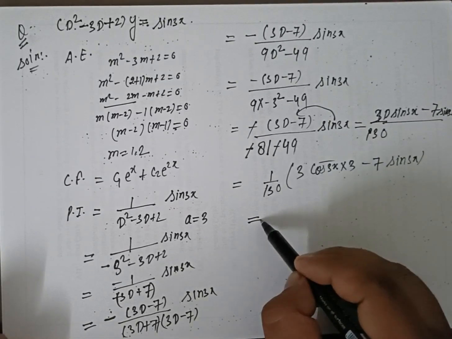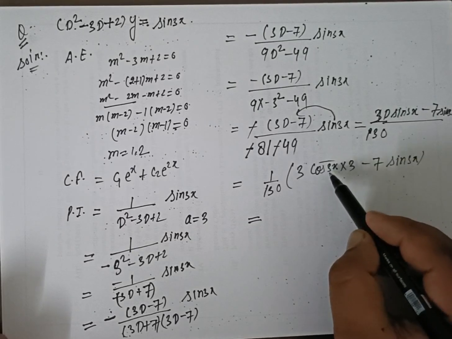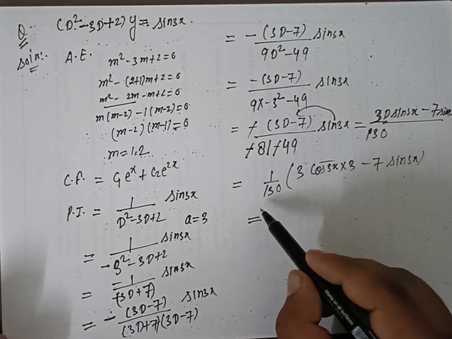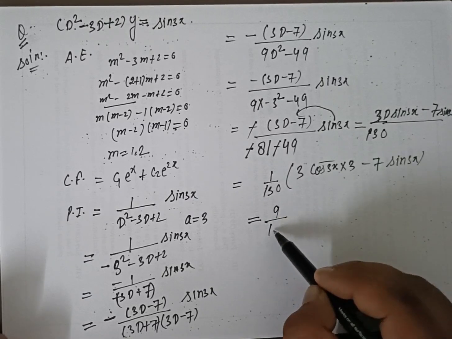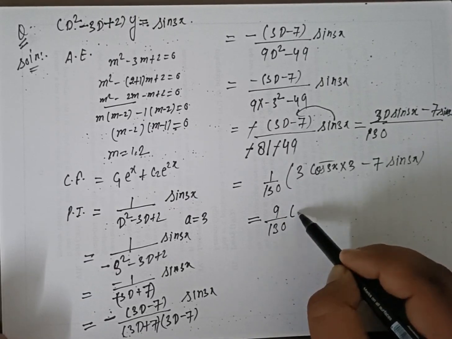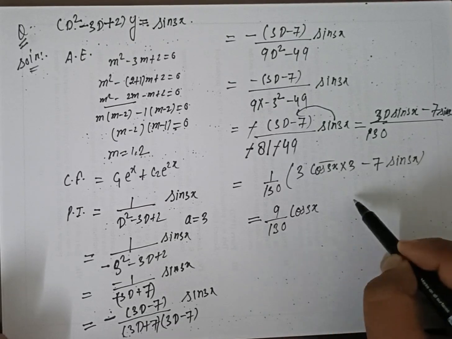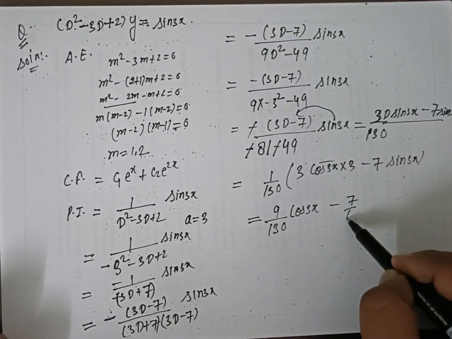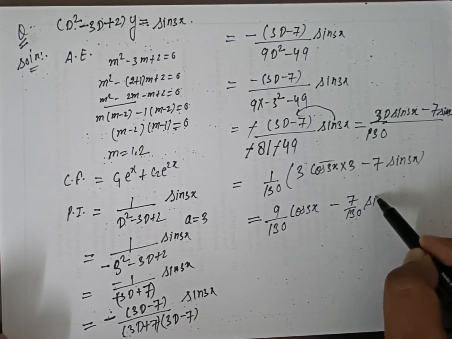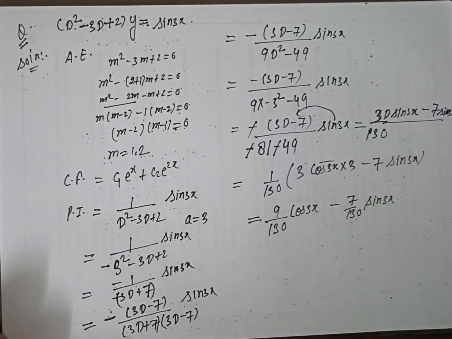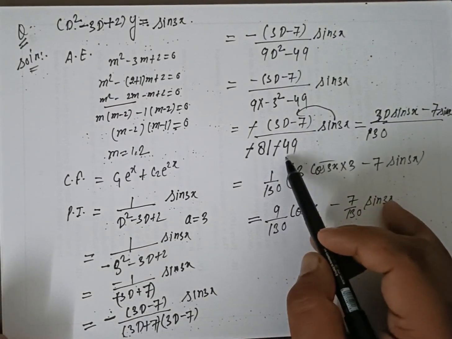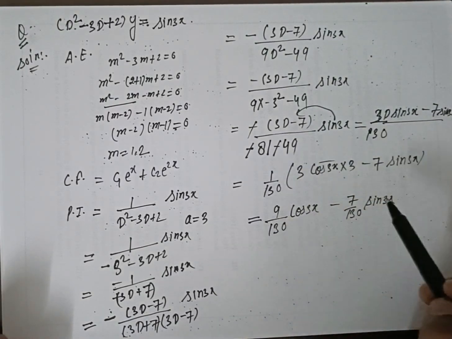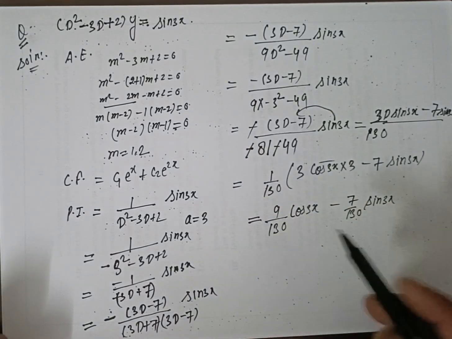So your final answer is, you can write here 9, so you can divide 9. Okay, you can write 9 upon 130, okay, cos 3x, and minus 7 upon 130 sine 3x. So it's your wish. If you want to, you know, I think it cannot be further simplified. 7 7 is 49. No, it cannot be further simplified.